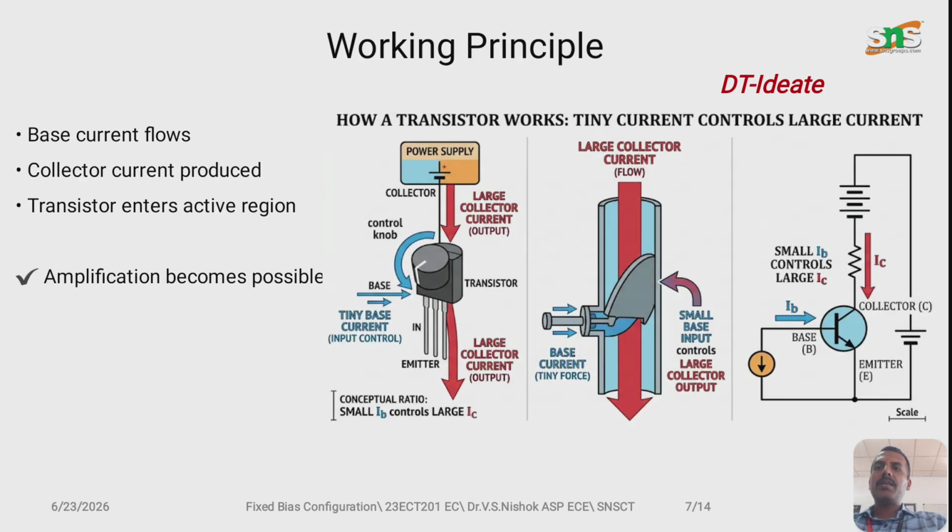Coming to the working principle of fixed bias configuration. When the base current flows, the collector current is produced, which effectively makes the transistor operate in the active region so that the amplification becomes a faithful one.